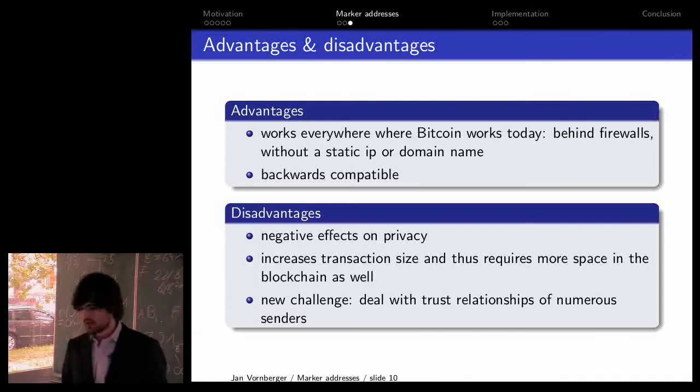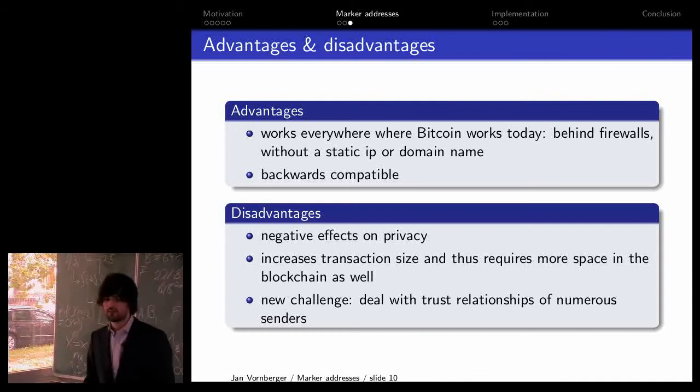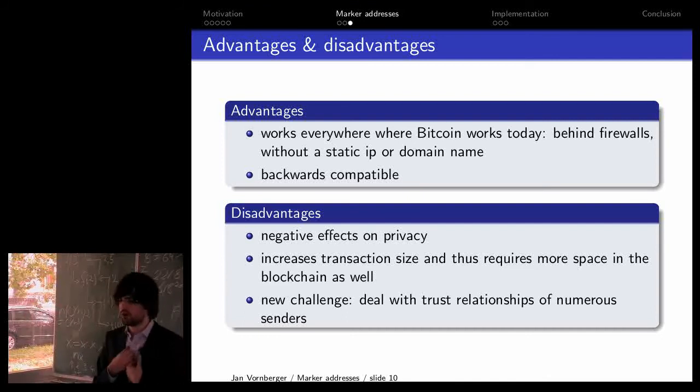Unfortunately, it also brings a number of disadvantages. The biggest one is the effect on privacy. Because all Bitcoin transactions are public, everyone can look for the marker address of Paul and figure out which transactions he has marked this way. So not only do I know that this transaction comes from Paul, but everyone does. There's no way to prevent that because of the public nature of the blockchain. And this kind of privacy issue might cause problems in certain settings.